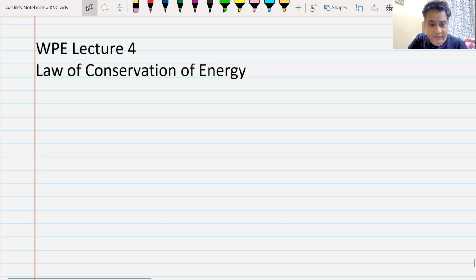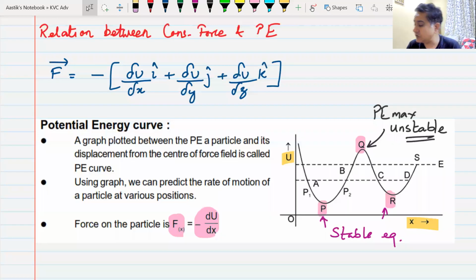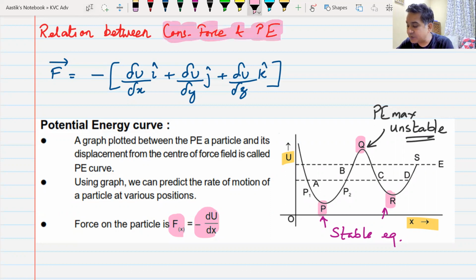We were dealing with forces and conservative forces. We had seen the relation between force and potential energy, and we were talking about stable equilibrium and unstable equilibrium. Everyone knows this, what we were talking about? Stable equilibrium, unstable equilibrium, and the relation between conservative force and potential energy.